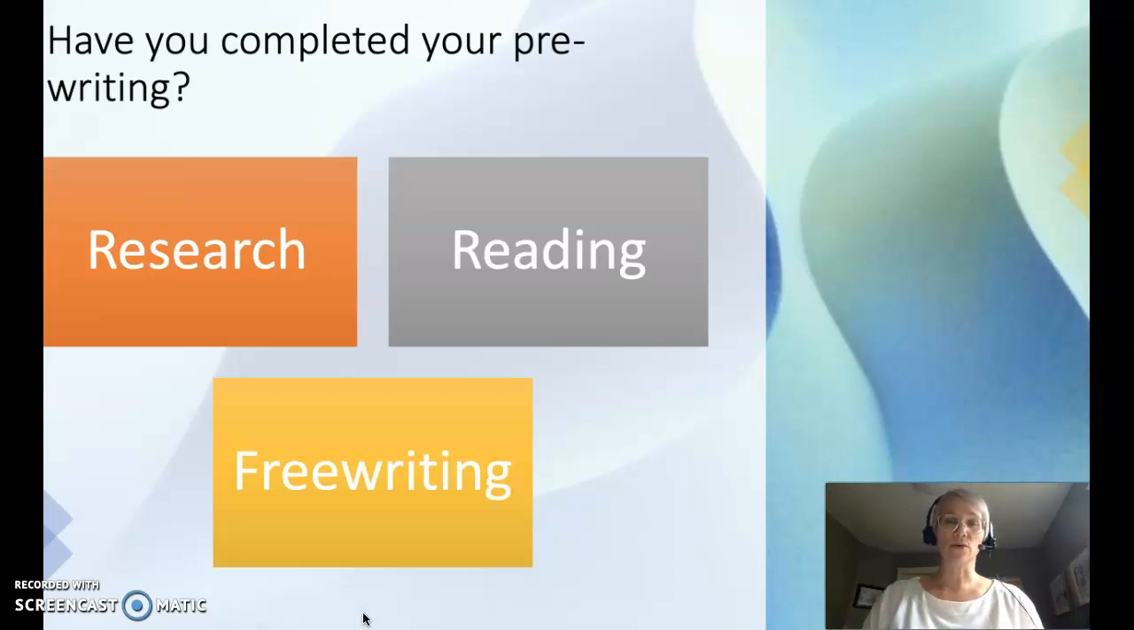If you find through the course of free writing, through writing your thesis, through creating your outline, that you need to do more research and you need to do more reading, always stop and do that.